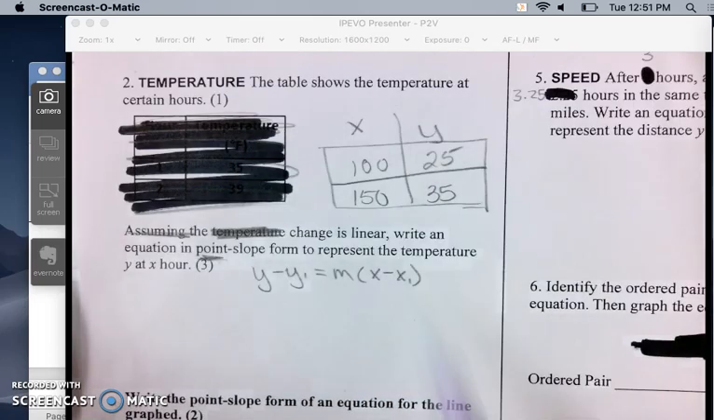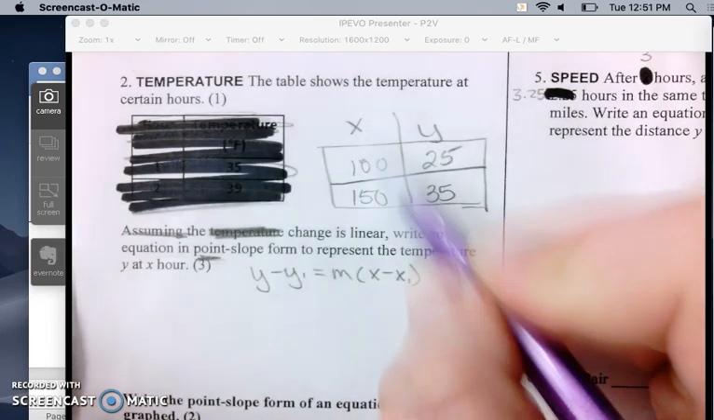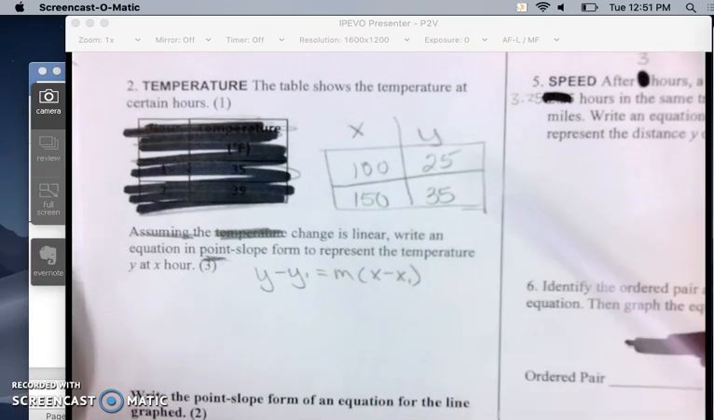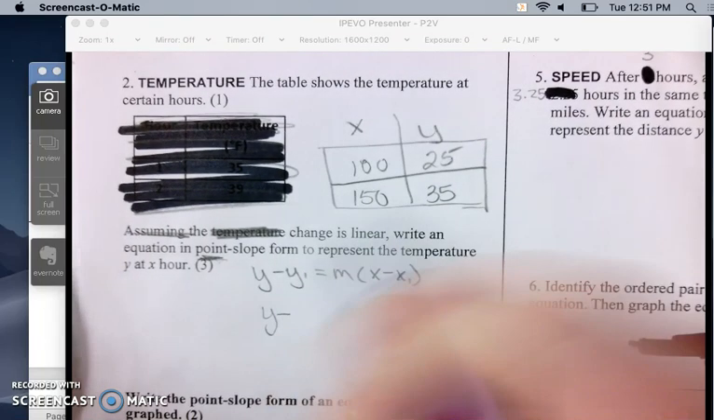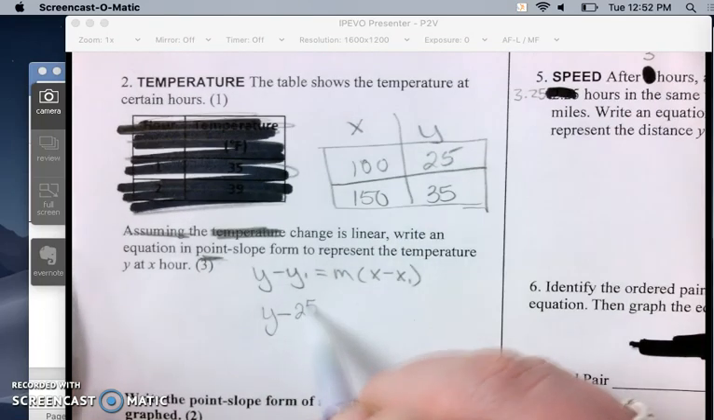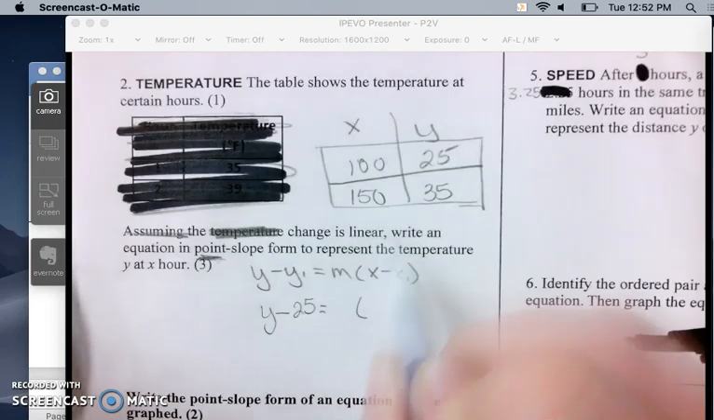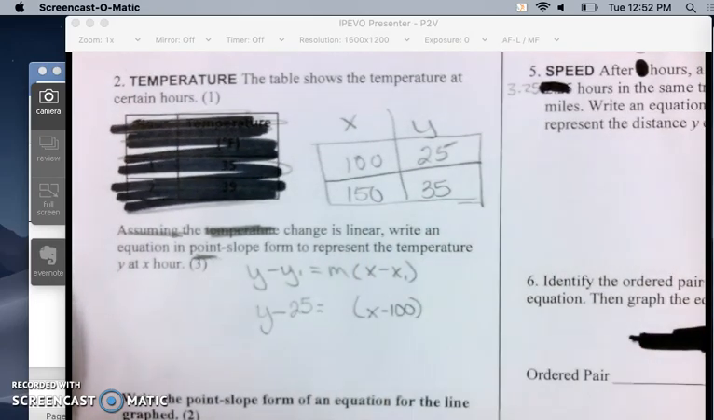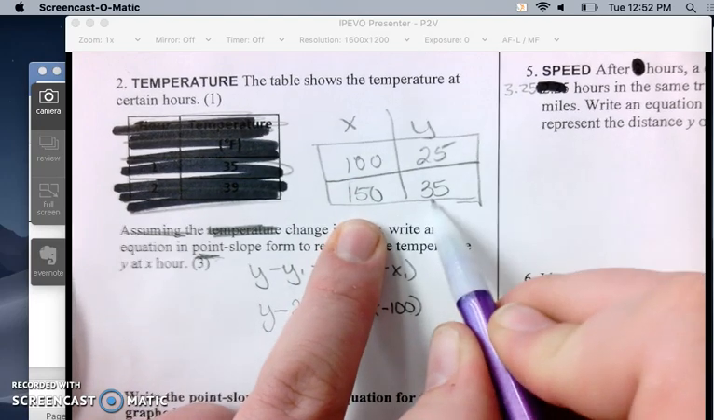So I can choose any one of my points here. If it's not labeled, which tomorrow it will not be, your first column is always your x, your second is your y. So I'm going to just choose my first point, so y minus that 25 equals my slope, I'll figure out later, x minus the 100. It's because this is my x point. I could use 150 and 35 if I wanted to.